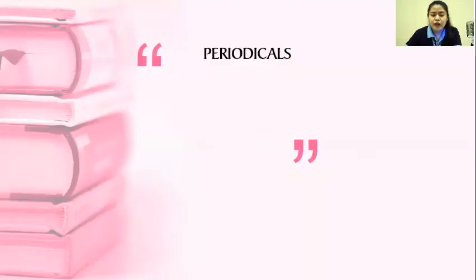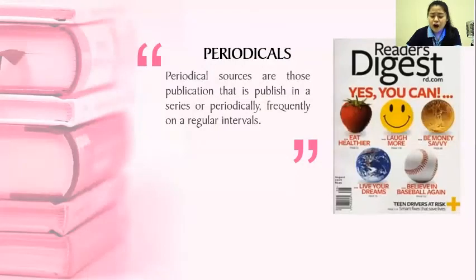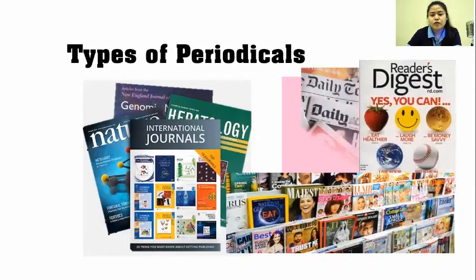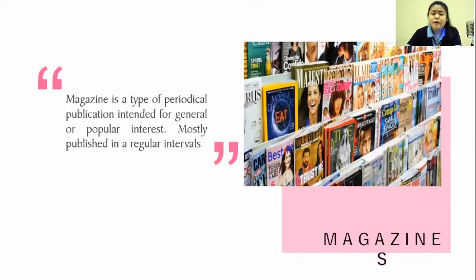So, let's move on to periodicals. Periodical sources are the type of publication that are published periodically on a regular intervals. Example po niya is magazine, newspapers, at journal. So ano nga po ba yung magazines? Magazine is a type of publication intended for general or popular interest. Yung magazine po, usually ang laman niya is current trends, photographs, and advertisements. Intended siya for commercial use or entertainment. Pinapublish din po siya on a regular intervals like twice a month, monthly, or twice a year.